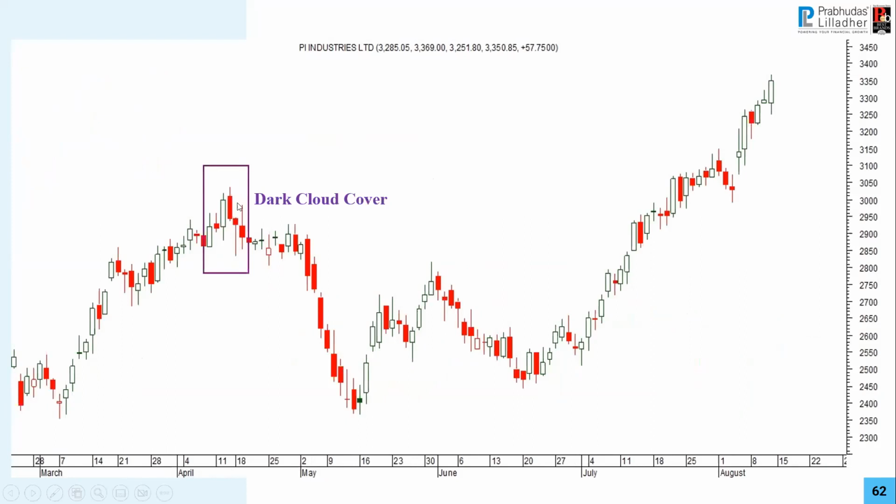So here again, we see, as noticed in the box, that the dark cloud cover brings a prominent fall. Again, the stop loss has to be the highest point.